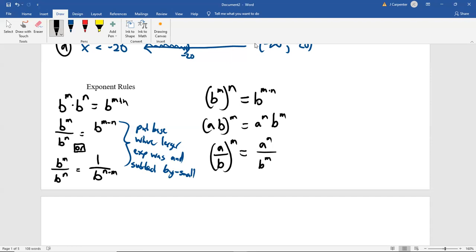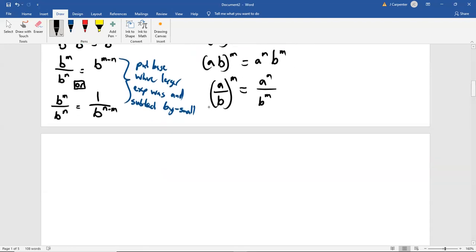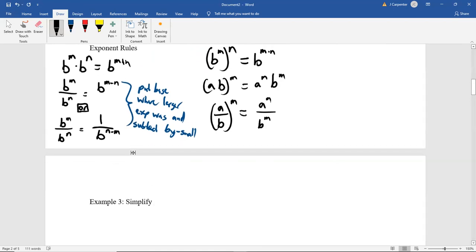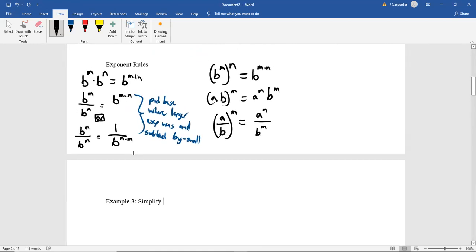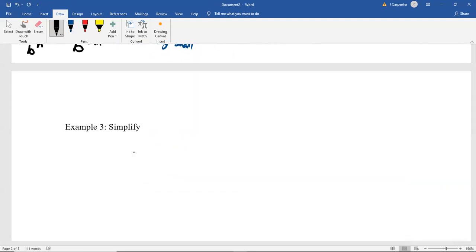There's a couple more rules, but I don't want to throw everything at you all at once. So let's just go ahead and start with that, and we'll get into some examples. Example 3. I'll pull this back out after I write the examples.